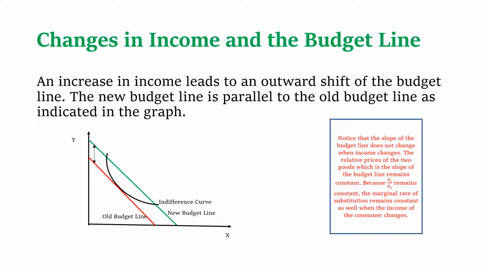Now, what happens if the income of the consumer falls? That answer is simple. If the income of the consumer falls, it means that the consumer is going to be on a lower budget line than before. So the budget line is going to shift inwards. It is going to be lower than the previous budget line. So when the budget line shifts as a result of changes in income, it is going to be parallel to the old budget line.